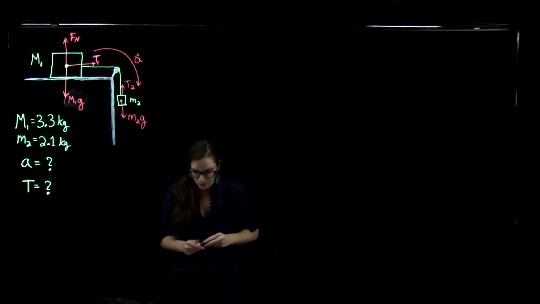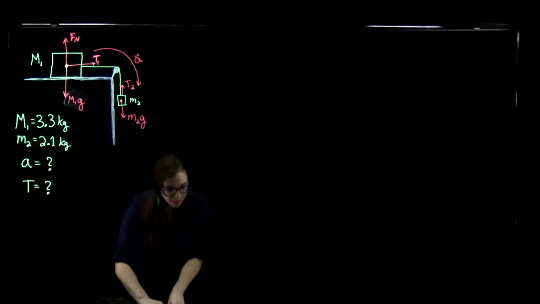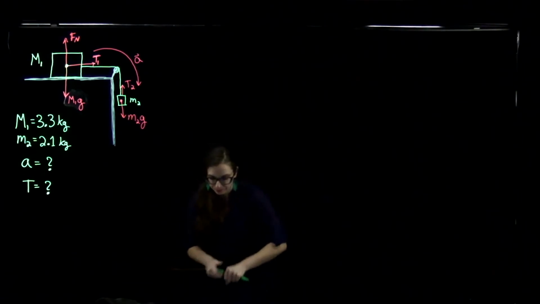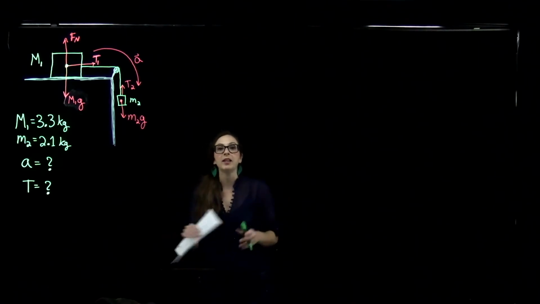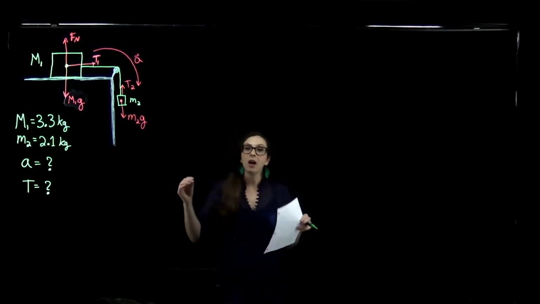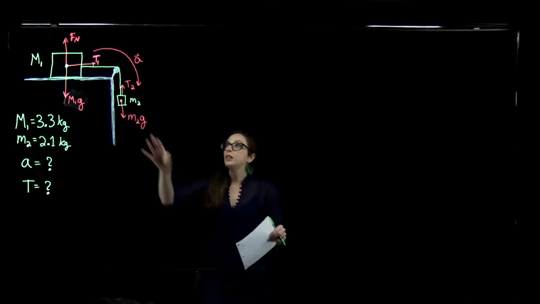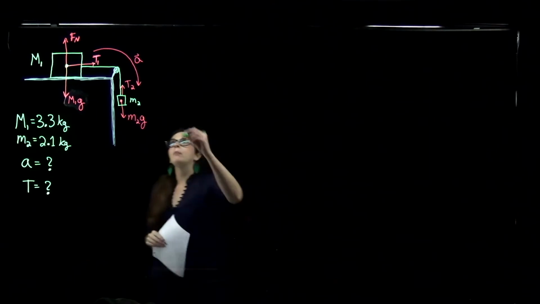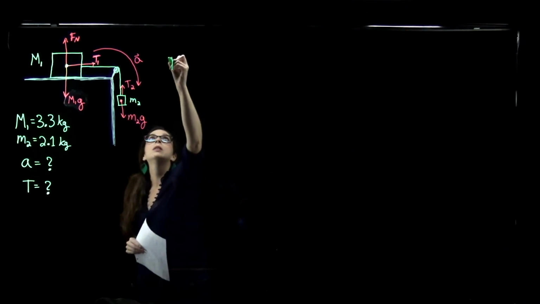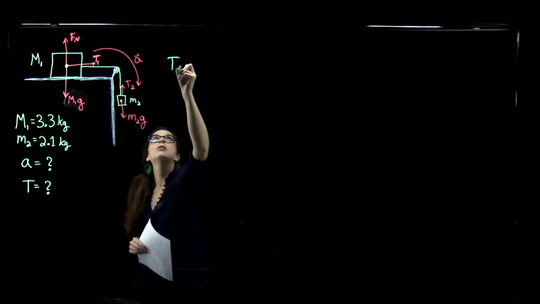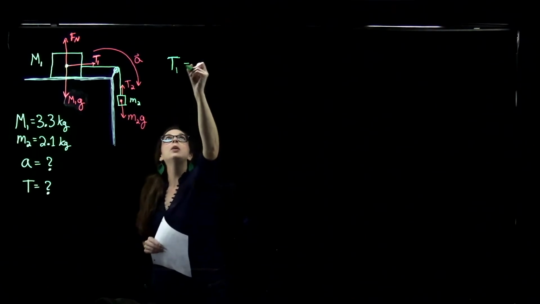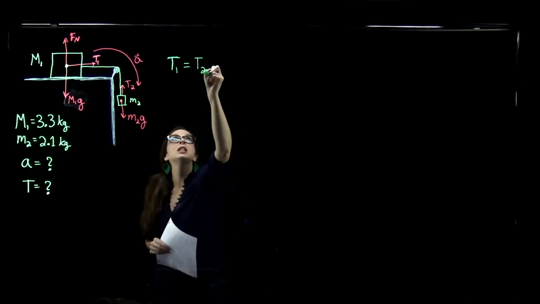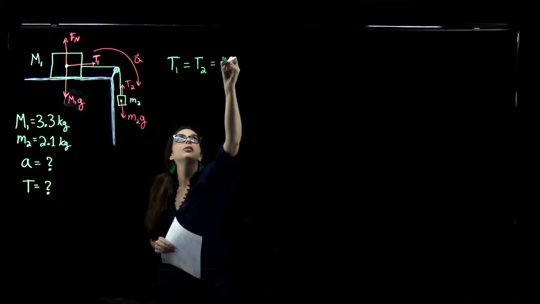What are we going to do first? Well, here's a very important thing that we want to think about before I even start writing down these equations. Because these masses are connected by the same rope, that means that the magnitude of T1 equals the magnitude of T2. It's the same rope, same tension. And we're just going to refer to that then as T eventually.